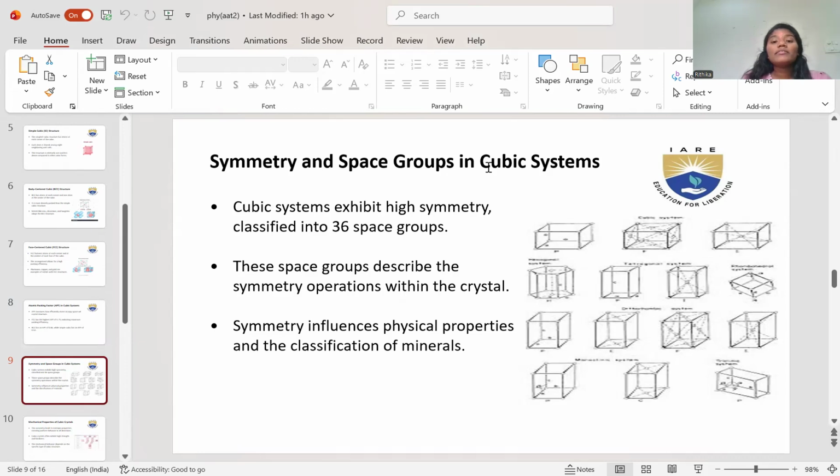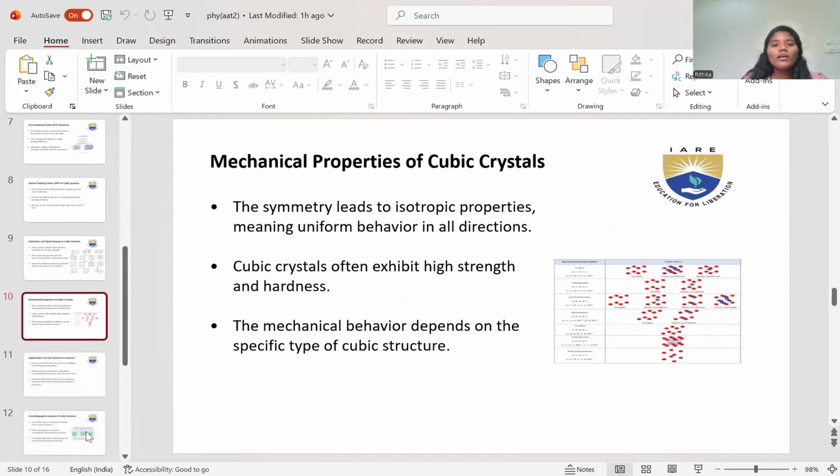Symmetry and space groups in cubic systems. Cubic systems exhibit high symmetry, classified into 36 space groups. These space groups describe the symmetry operations within the crystals. Symmetry influences physical properties and the classification of materials. The symmetry leads to isotropic properties, meaning uniform behavior in all directions.